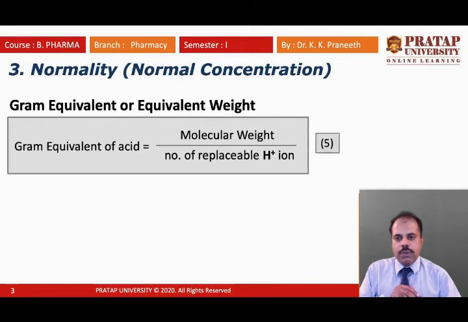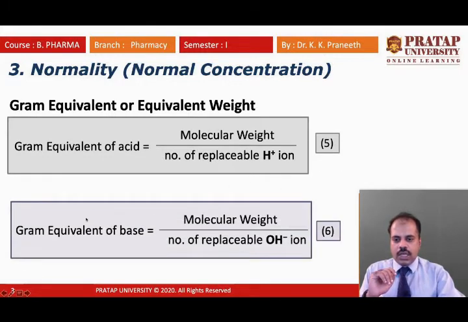So, what is the gram equivalent of an acid? It is the molecular weight divided by the number of replaceable H+ ions, that is the protons. The acid contains protons. HCl contains one H+ proton. Sulfuric acid, H2SO4, contains 2 H+. So, that is the number of replaceable hydrogen ions, protons.